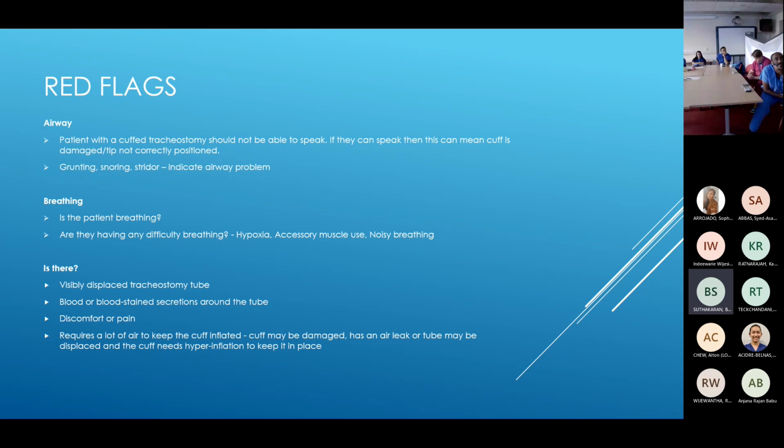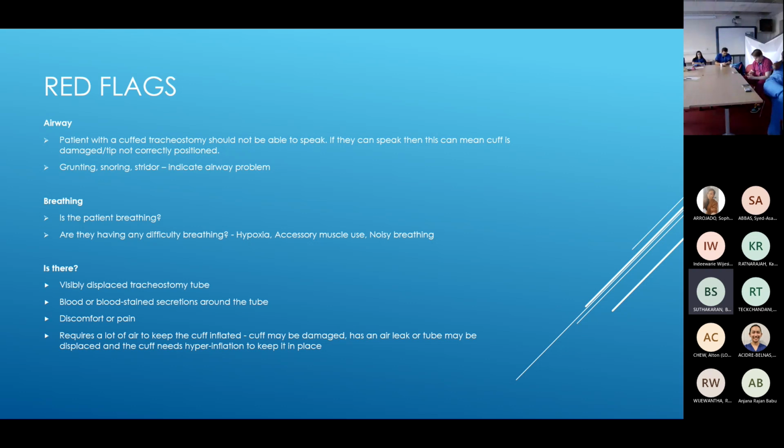Second one is breathing. Is the patient breathing? Are they having any difficulty breathing? Those would be two things to look out for in any patient. And then more specific to having a tracheostomy, can you see that the tube is visibly displaced? Can you see blood or blood-stained secretions around the tube? Is the patient having any discomfort or pain?